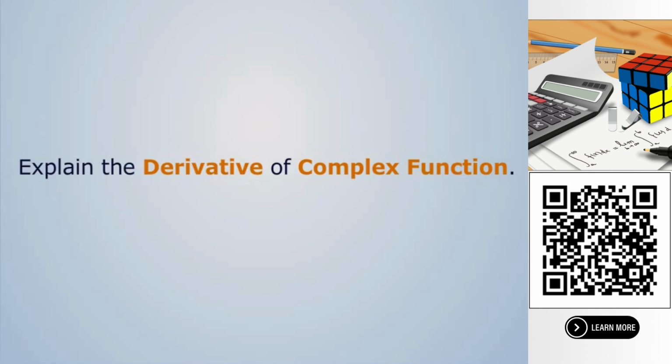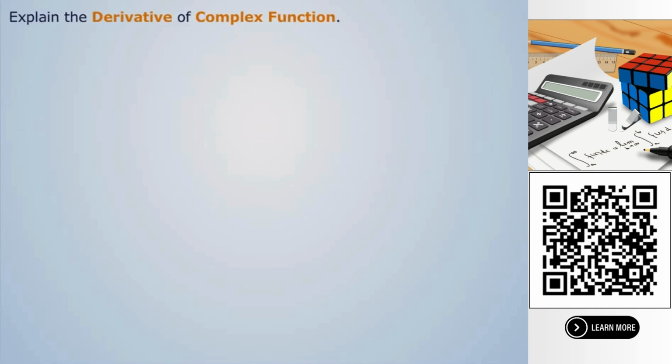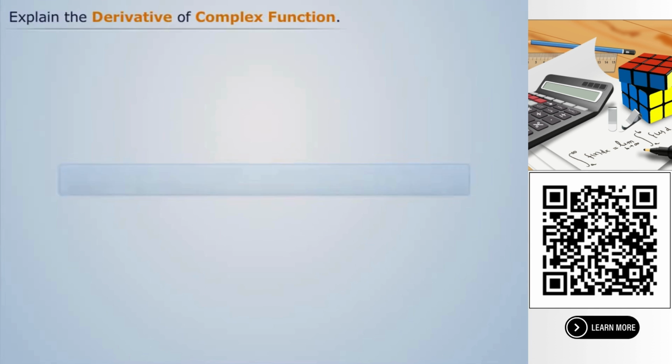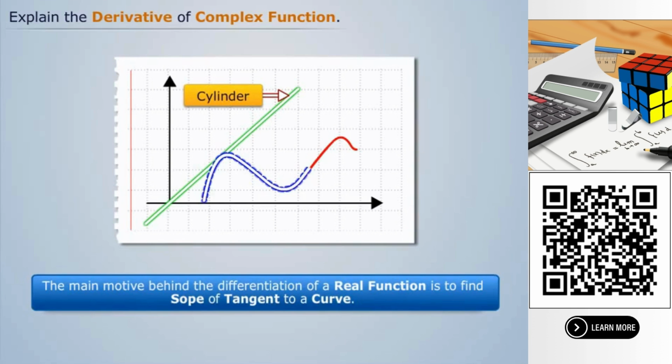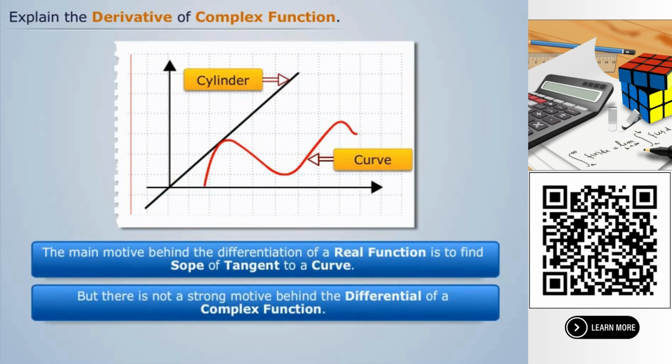Explain the derivative of complex function. We have been doing the differentials for real functions. The main motive behind the differentiation of a real function is to find the slope of the tangent to a curve. But there is not a strong motive behind the differential of a complex function.